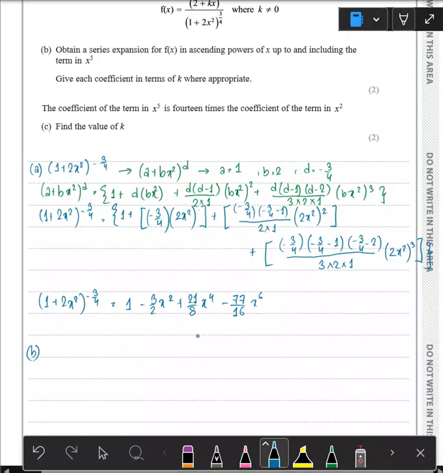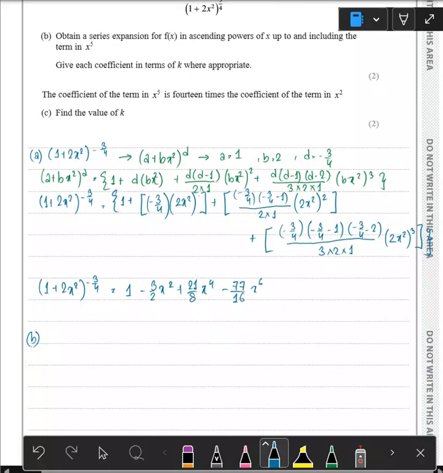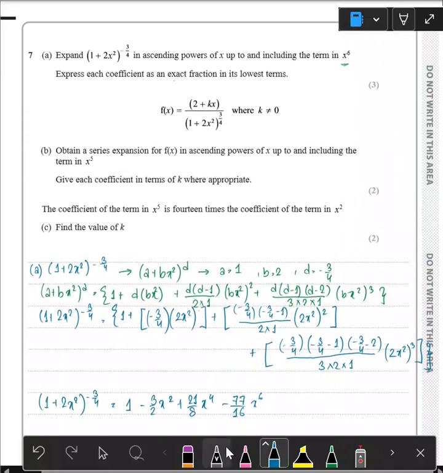Now for part B. Part B of this question has given us f(x) equals (2 + kx) divided by (1 + 2x²) to the power 3/4. Obtain a series expansion for f(x) in ascending powers of x up to and including the term in x to the power 5. So we have to expand till we get x to the power 5. Give each coefficient in terms of k where appropriate.